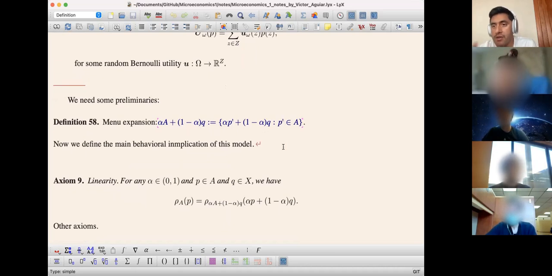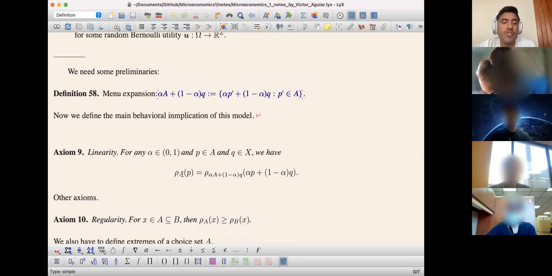Then if I mix it with a third lottery R, and the consumer already revealed to me that P is better than Q, the mixture of P with R and Q with R will not change the ranking, such that alpha of P plus 1 minus alpha of R is still preferred to alpha of Q plus 1 minus alpha of R. Do you remember, right? So we're going to try to propose the analogous axiom to the independence axiom, but for the world of random utility. And this condition is essentially called linearity, right?